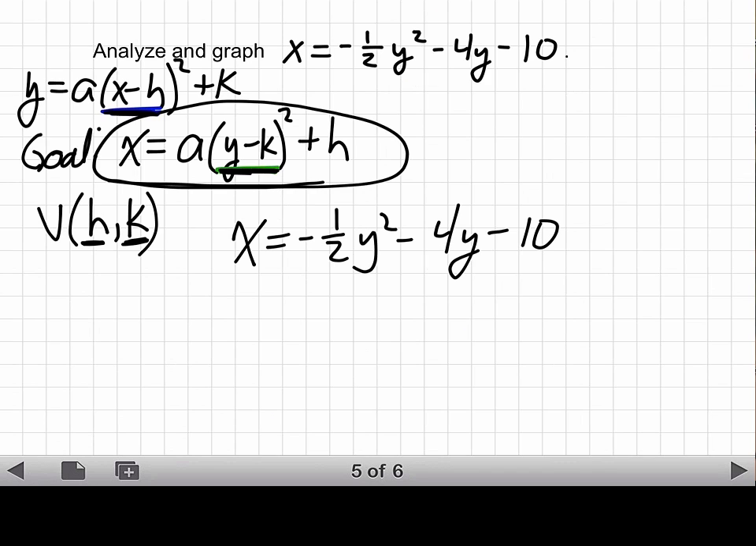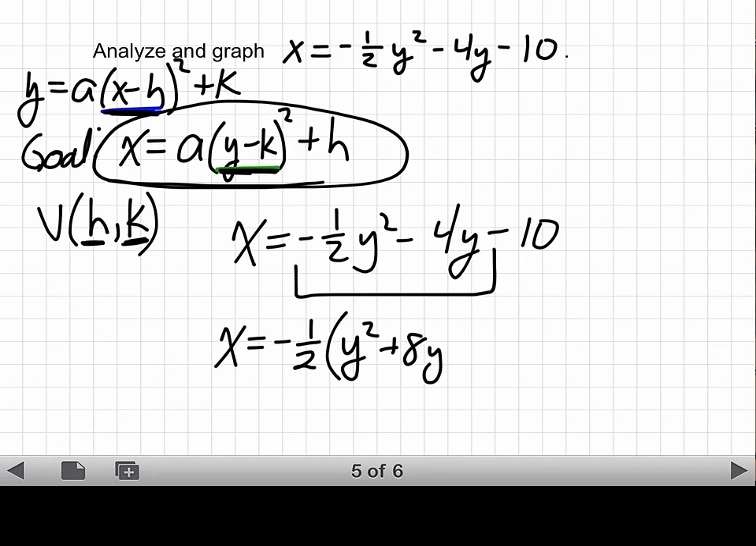And as you may recall, when we complete the square, first we factor out the leading coefficient from just the terms that have the variable. So in this case, that means factoring out the negative 1/2. That leaves us inside the parentheses with y squared plus 8y. Remember, factoring looks a lot like division. So what we've essentially done is we've taken that negative 4 and divided it by negative 1/2 to give us that positive 8.